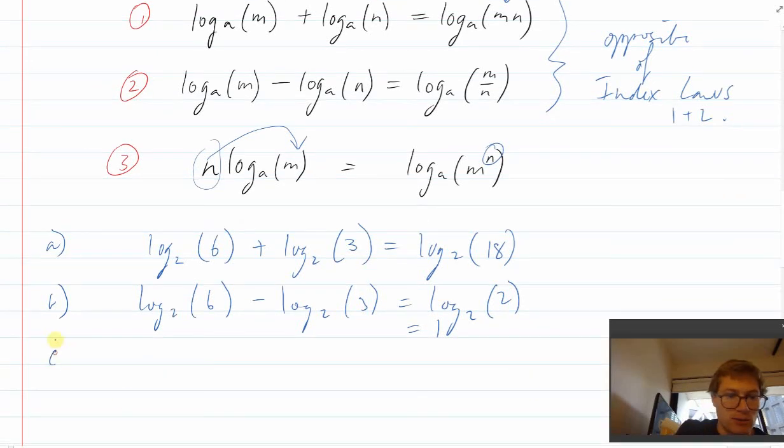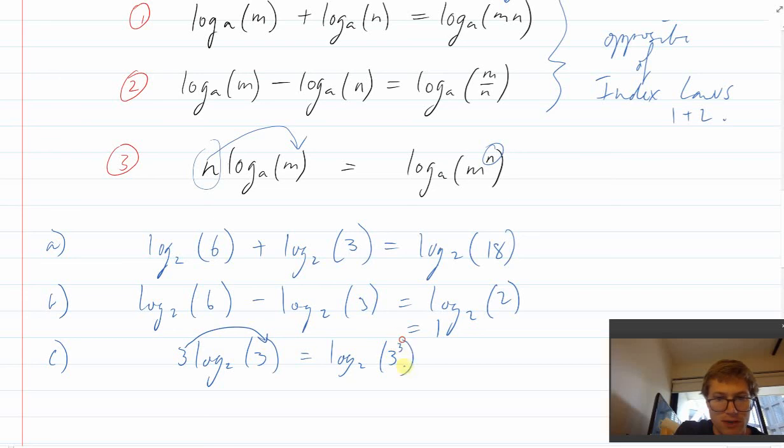A quick example of log law 3, imagine you've got 3 log 2 of 3. Well, that's the same as log 2 of 3, and this 3 becomes a power, 3 to the power 3, and that's the same as log base 2 of 3 cubed, 27.